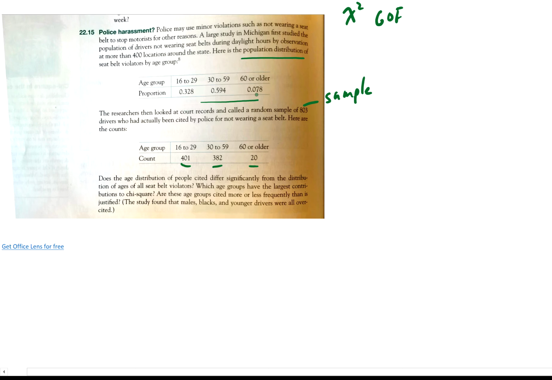Now what we've done in the past, or we did yesterday actually in class, is we said, is the distribution of what's published accurate based on my sample? Well, we know this is accurate because it came from data, right? So we can also ask the question, do these two just agree with each other? And that's what this question is saying. Does the age distribution of people cited differ from the distribution of all ages up here? Or, in other words, do these distributions differ or are they the same?